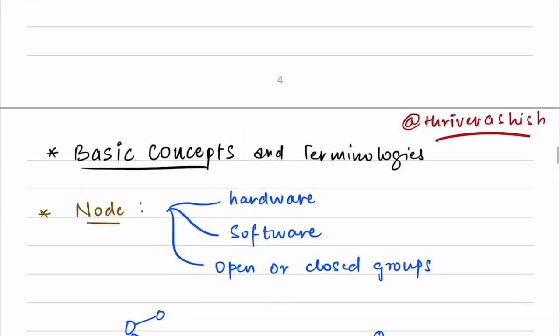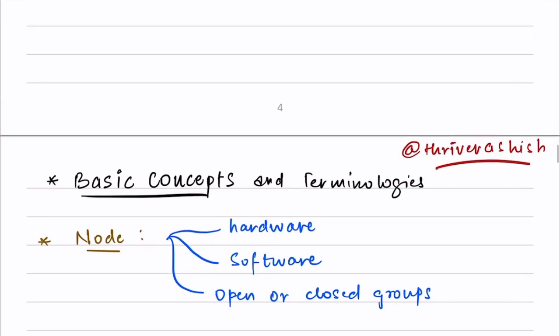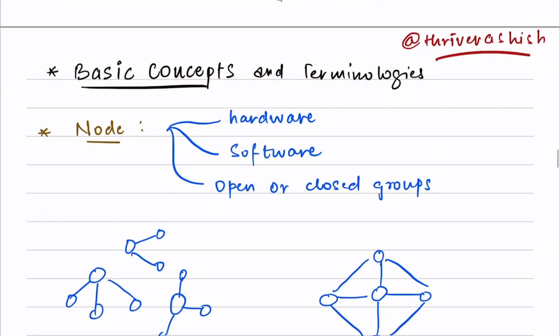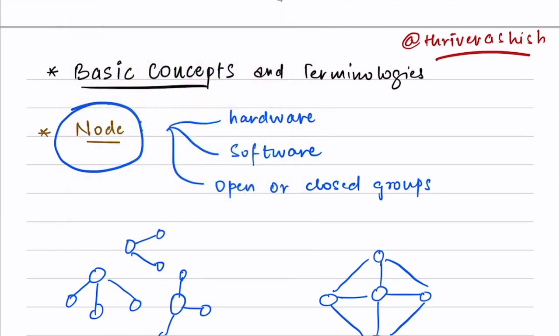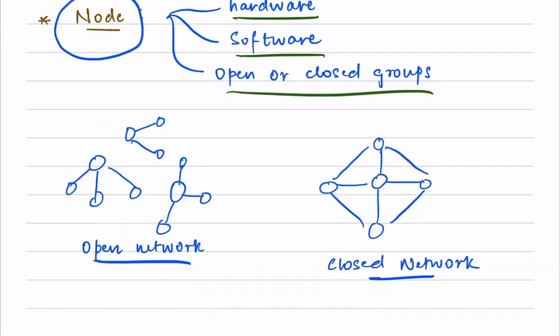So let's move on to some basic concepts and terminologies which a distributed system has, and we should be aware of. We talked about different components that are called nodes. So what exactly is a node, let's see. A node can be hardware, it can be a piece of software also, and it can be open or closed. So what do open network and closed network mean? Some nodes are bounded together and some are not.